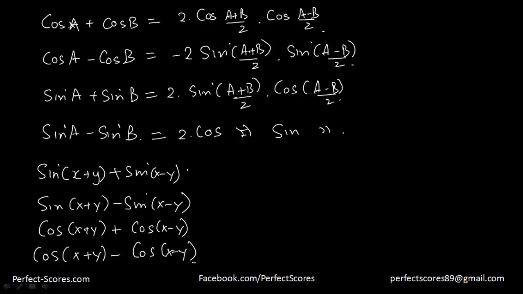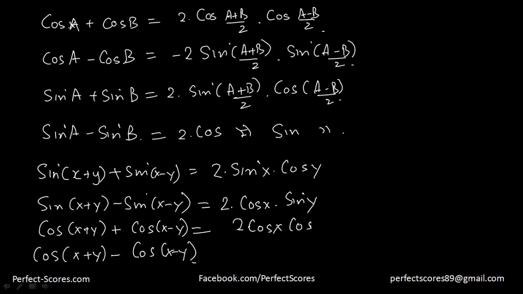Another expression: sine of x plus y plus sine of x minus y is 2 times sine of x into cos of y. Sine of x plus y minus sine of x minus y is equal to 2 times cos x into sine y. Cos of x plus y plus cos of x minus y is 2 times cos x into cos y. And cos of x plus y minus cos of x minus y is equal to minus 2 sine of x into sine of y.